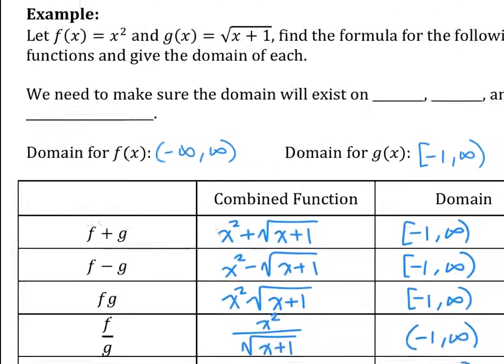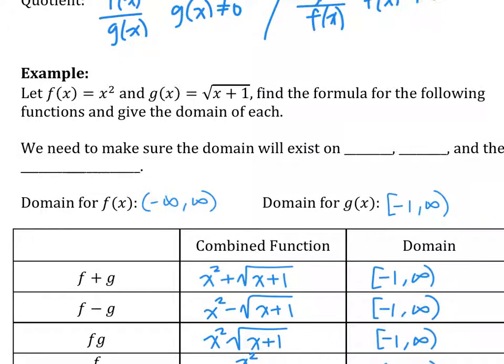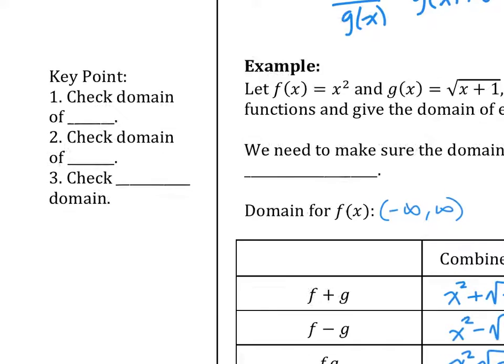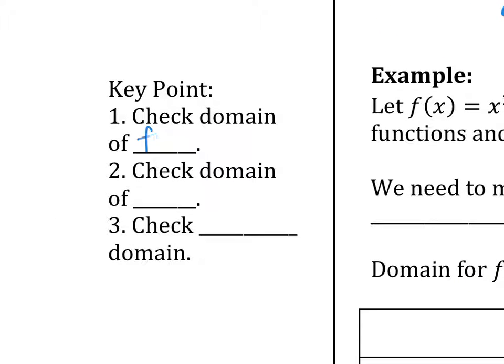All right, so the whole idea is you got to check the domain. I'm writing this 2 times. Check the domain of f of x, check the domain of g of x, and then check the combined domain. Pick the picky eater.